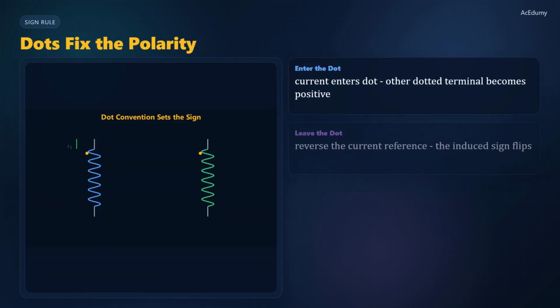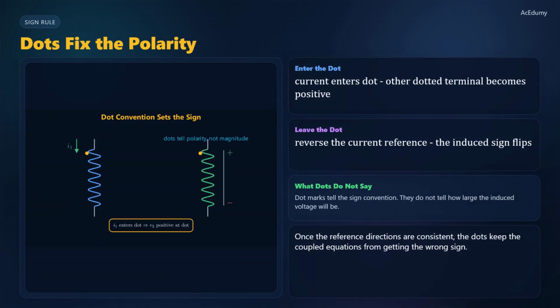The dots tell us the sign of that induced voltage. If current enters the dotted terminal of one winding, the induced voltage makes the dotted terminal of the other winding positive. If the reference current leaves the dotted end, the sign flips. The dots do not tell magnitude, they tell polarity consistency.